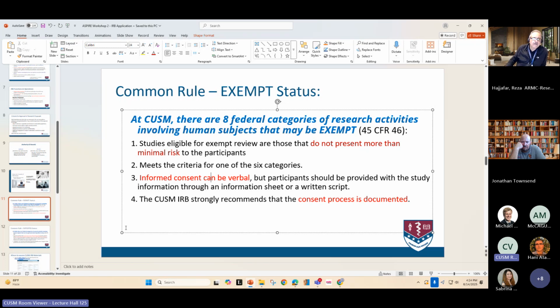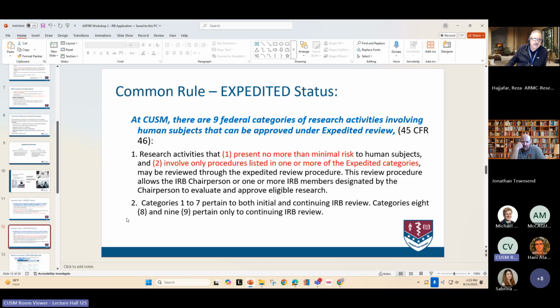I'll go over this one for expedited status, and I'm only going to go over exempt and expedited for the sake of our student members and our junior investigators, because most of the research that we've seen thus far are fitting under the mold of exempt and expedited status. We're not getting into, especially in our student population, randomized control trials.